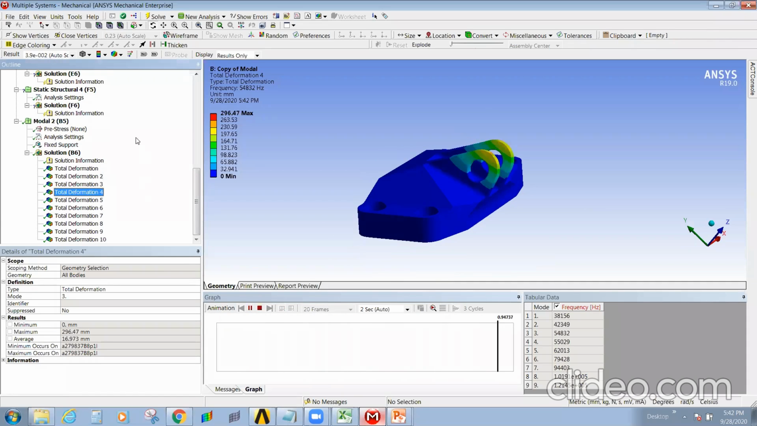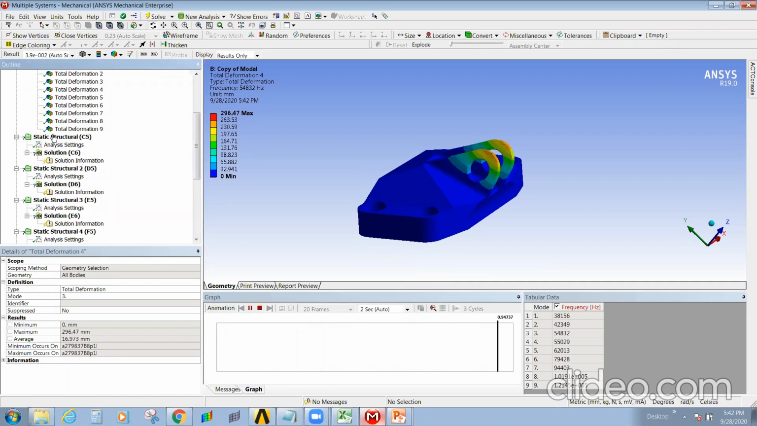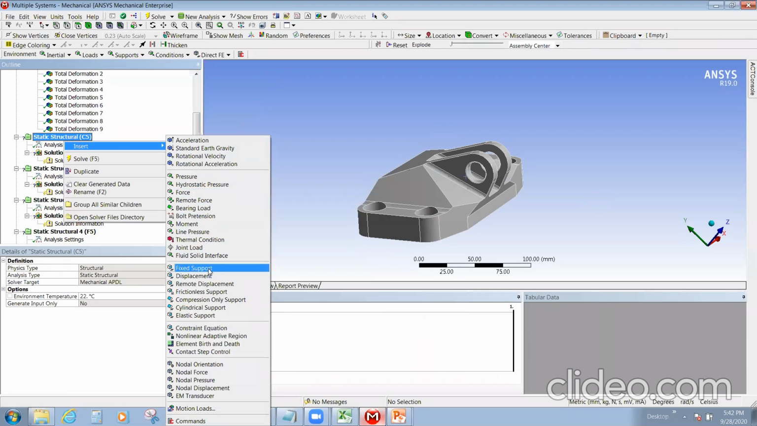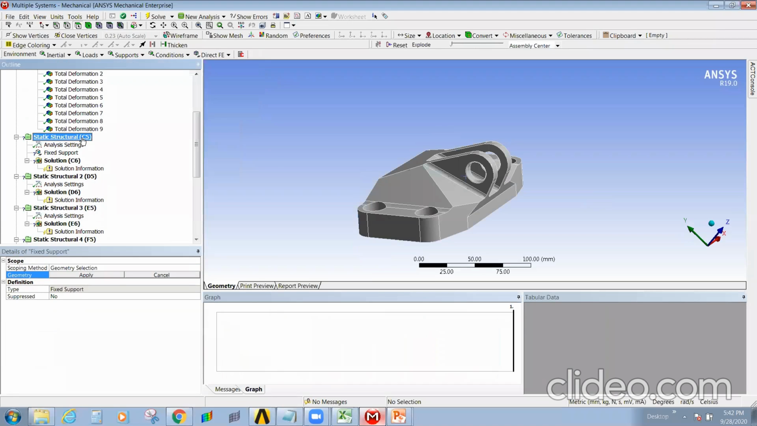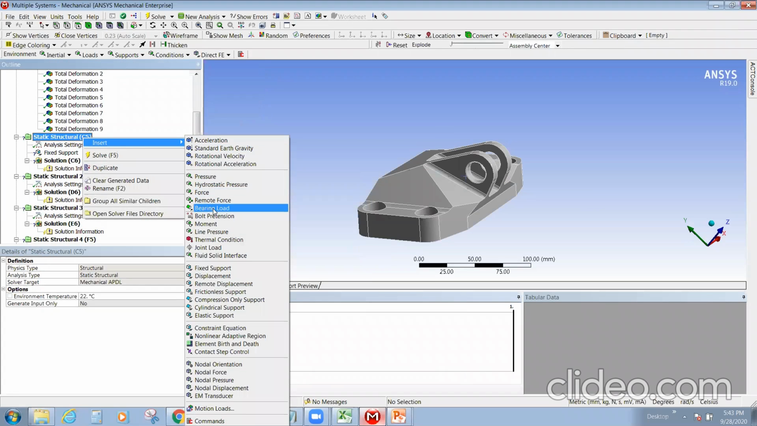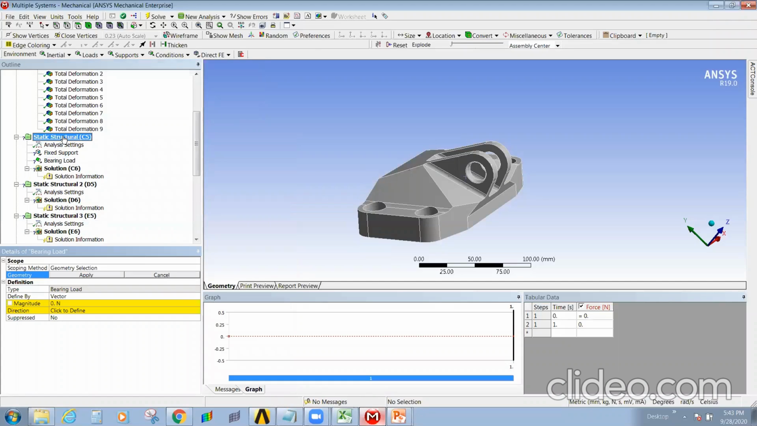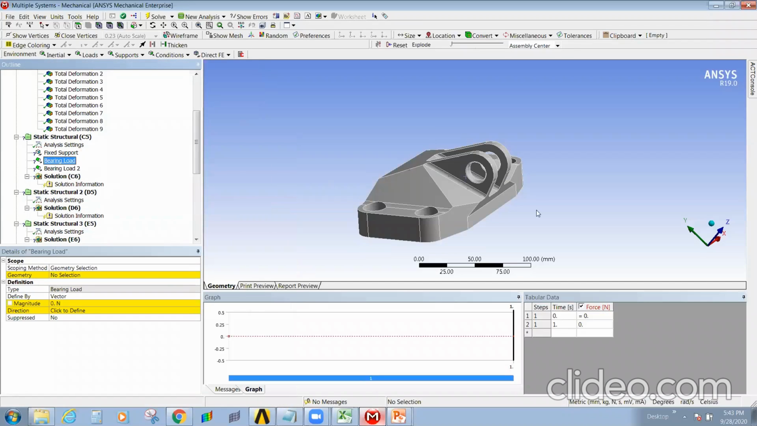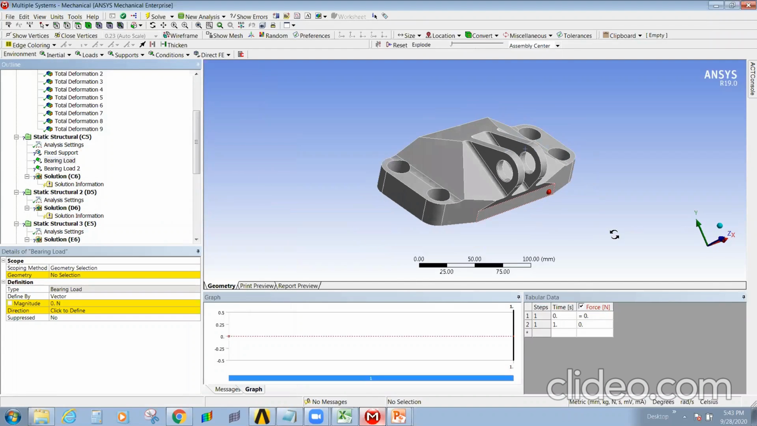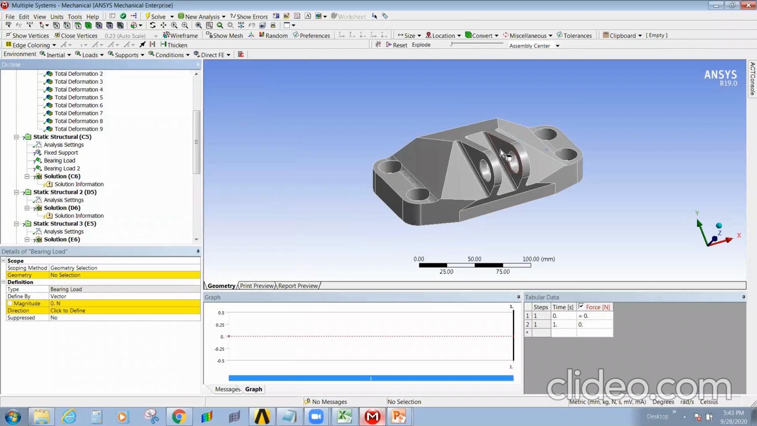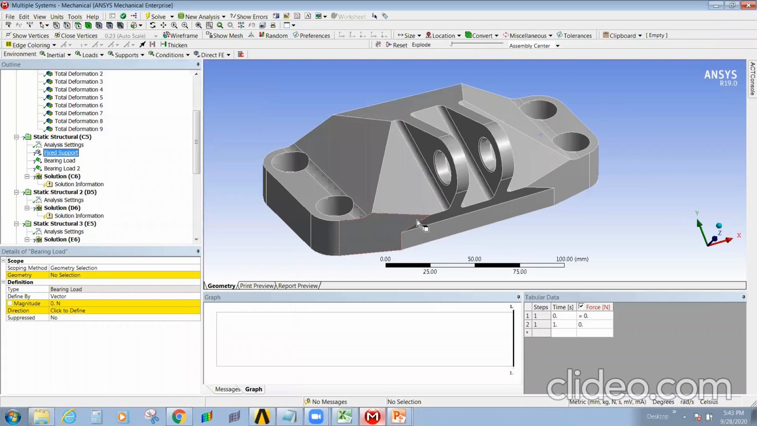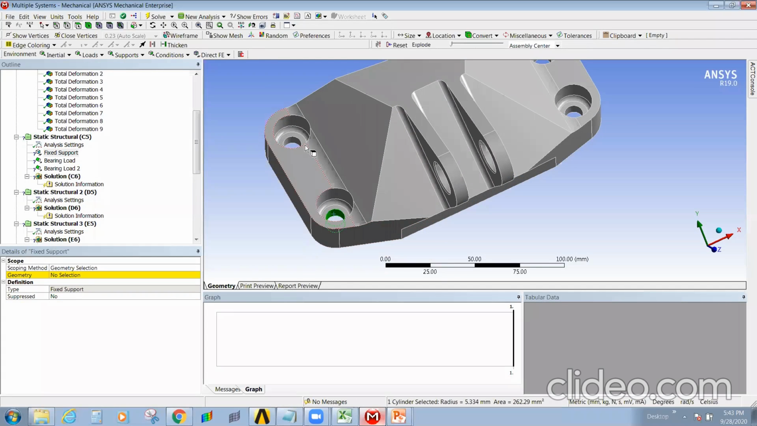Okay, so similarly, moving further with static analysis, you are required to apply a boundary condition and then apply loads. Here the load will be considered as bearing loads, because the bearing loads are acted on by the other shaft or the other bearing or bracket which is attached to your shaft. So what I'll do, I'll consider the fixed support as the bolt holes.